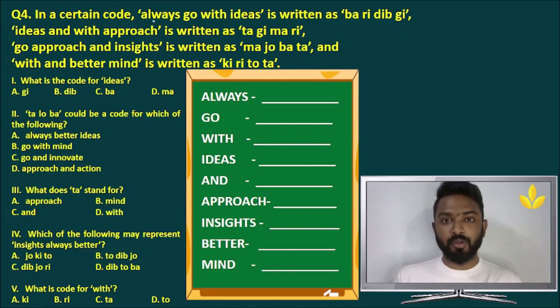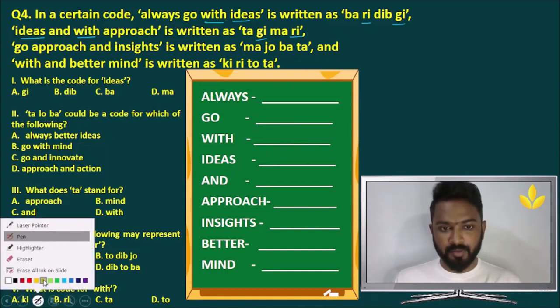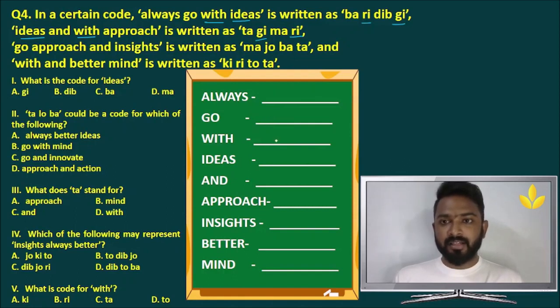First, 1 and 2. Always go with ideas and with approach. So ideas is common and with is common. Ideas and with. Which codes are common? We have ba, ri, dib, gi, ma, ri. So ri and gi, they both are common for with and ideas. Let me use yellow for this. So with and ideas, we have gi, ri or ri, gi. Done.